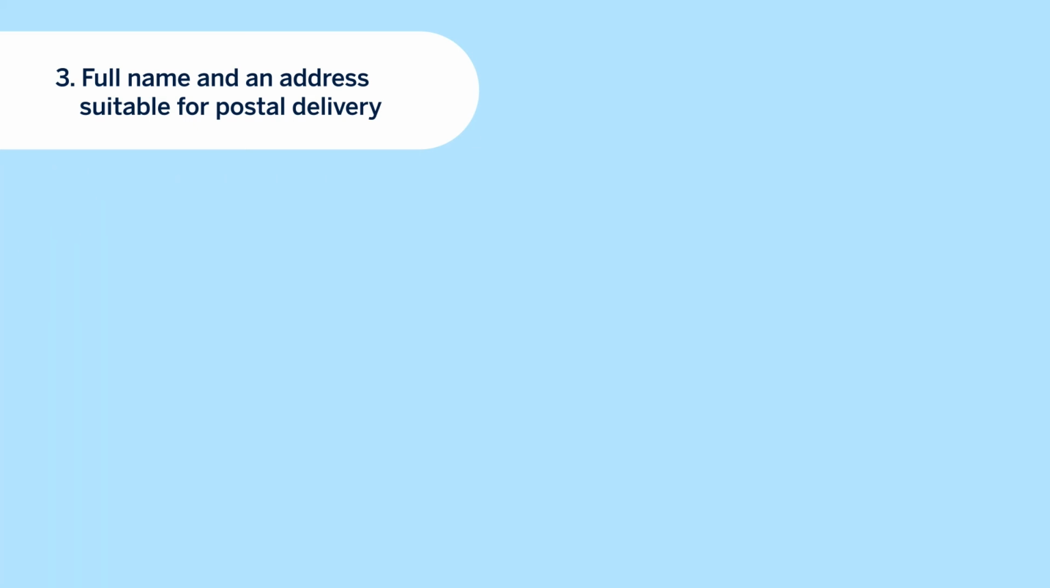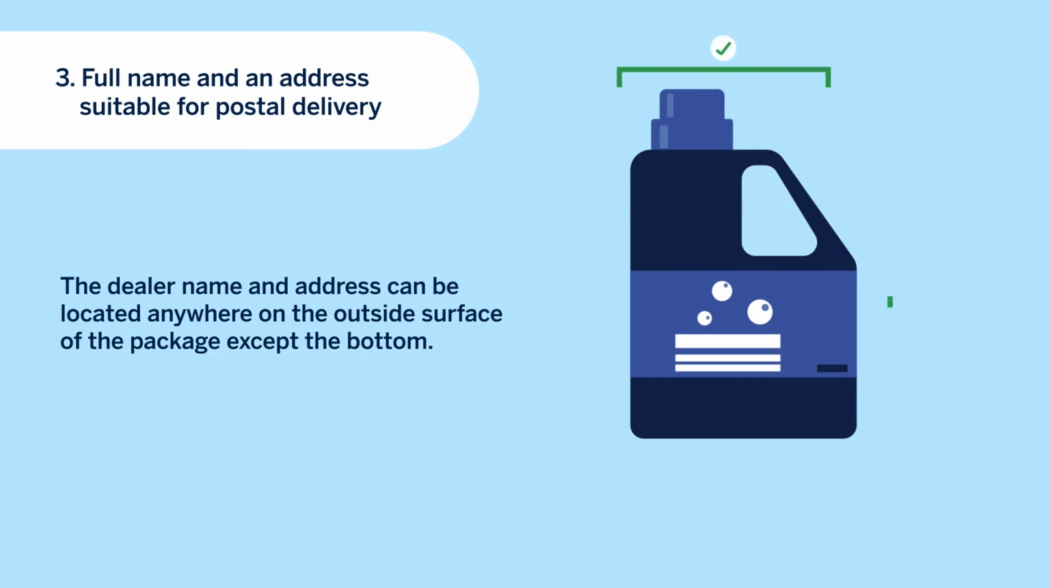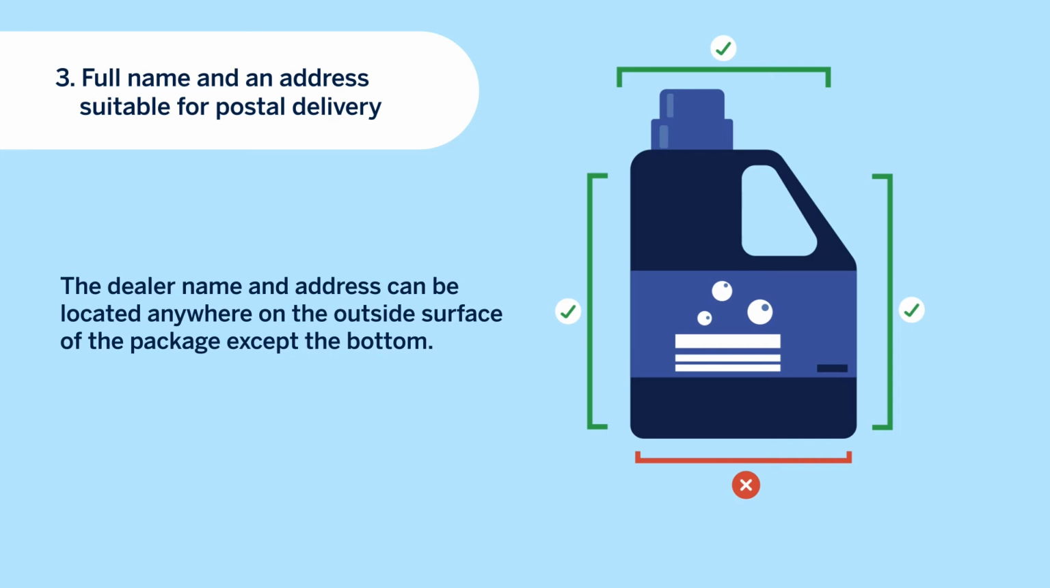The dealer name and address can be located anywhere on the outside surface of the package except the bottom. The name and address do not need to be bilingual, but again, dealers are encouraged to use both languages. And again, keep in mind that Quebec has additional requirements for using French on products marketed and sold in the province.